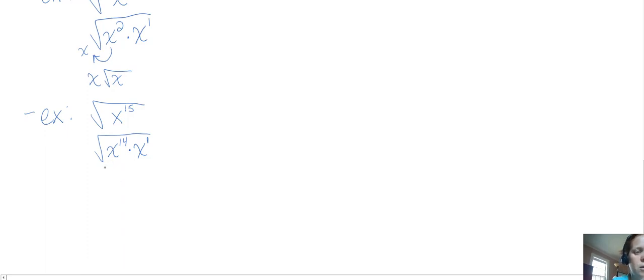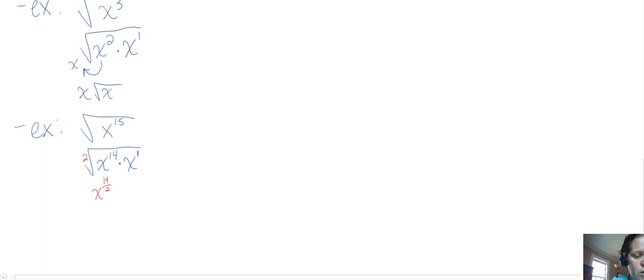Let me write this as a rational because it's getting a little bigger. Remember, this is like a 2 here if it's just a square root. 14 divided by 2 is x to the 7th. So when I do 14 divided by 2, it's coming out of the square root. I'm pulling that out of the square root. Now it's just x to the 7th. But this x to the 1 cannot be simplified, so that has to stay inside. So that can't come out.